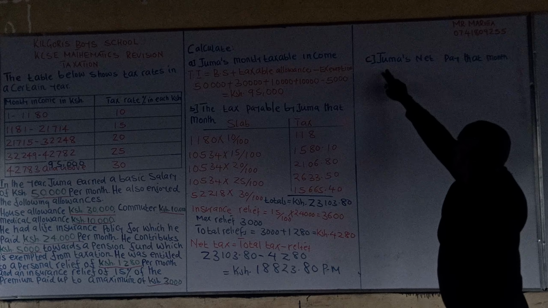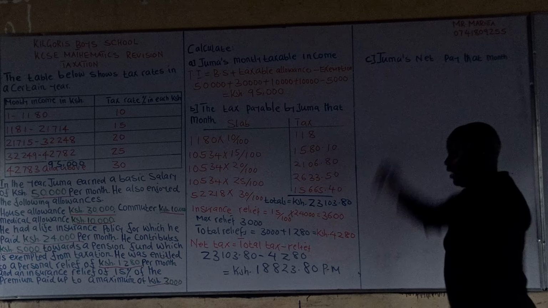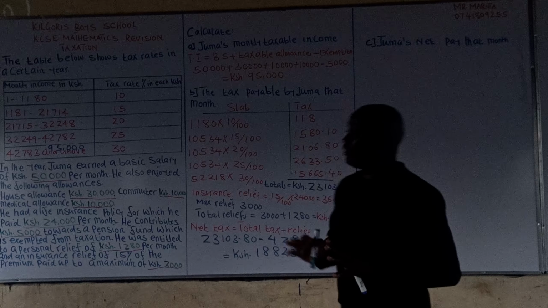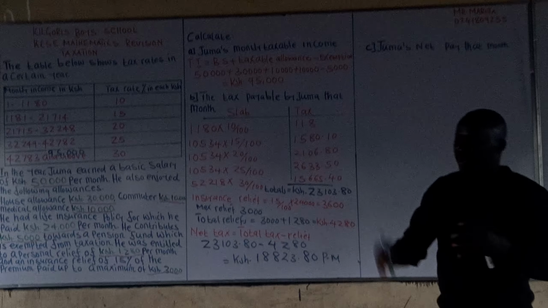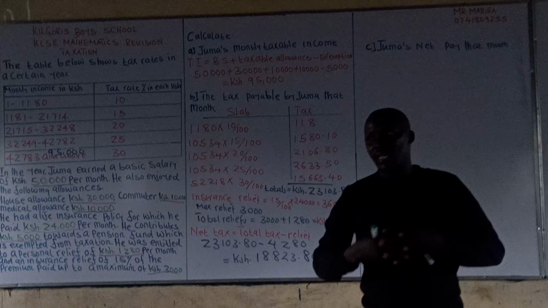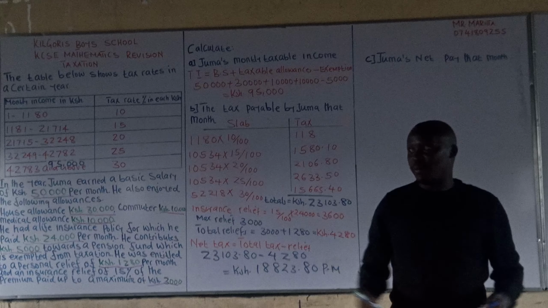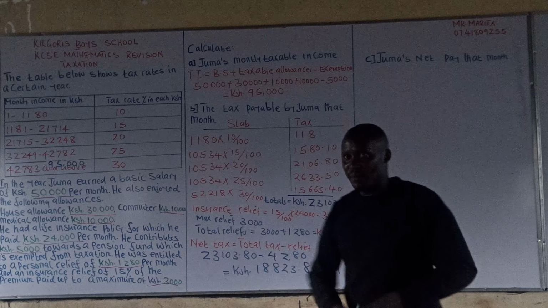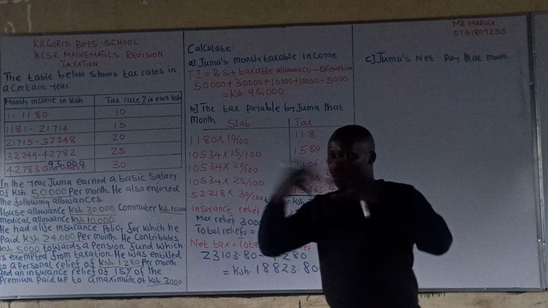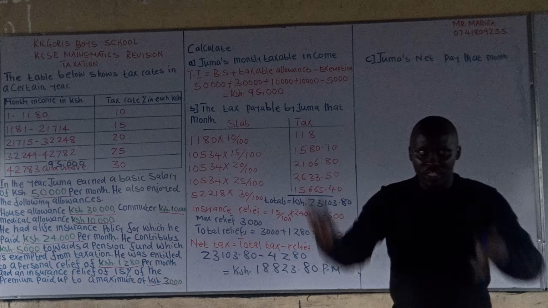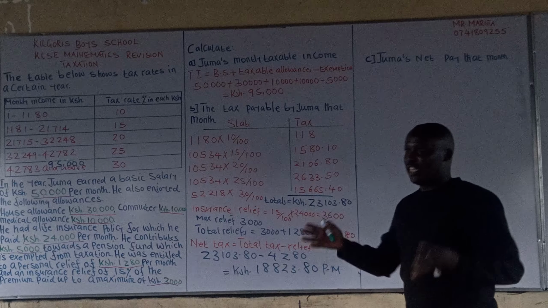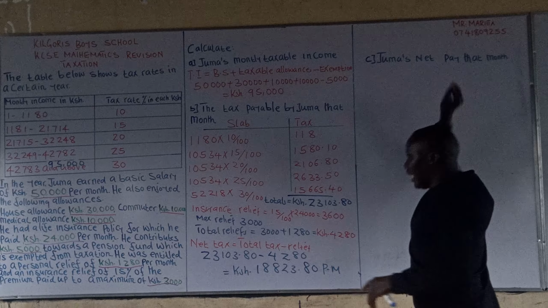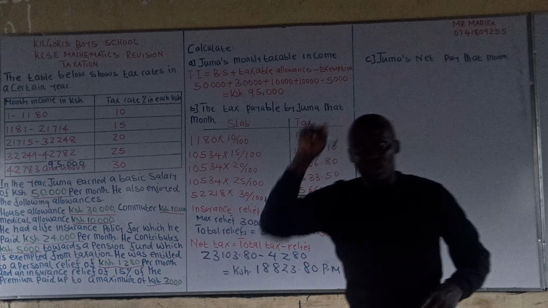Then we are supposed to calculate Chuma's net pay that month. We need to have net pay. Net pay is the total amount this man is now pocketing after the deduction, paying the loans, paying the pension scheme and other contributions. So there is this money that will remain. That money is called the net pay.